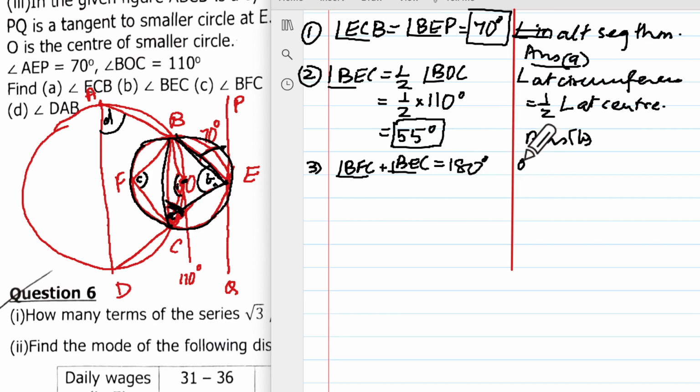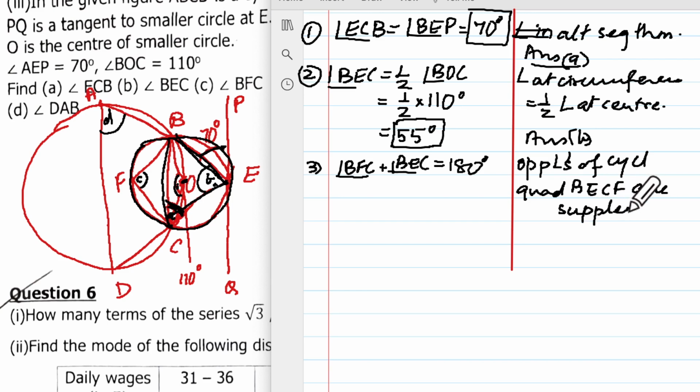Reason is opposite angles of cyclic chord. Which cyclic chord? B, E, C, F are supplementary. Okay, so BFC angle plus BEC is 55 is equal to 180 degrees, correct?